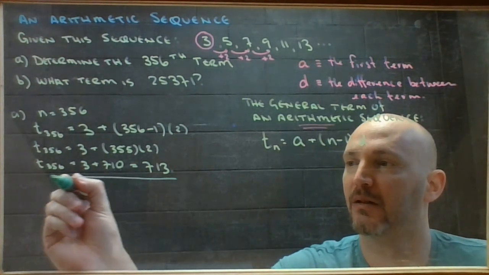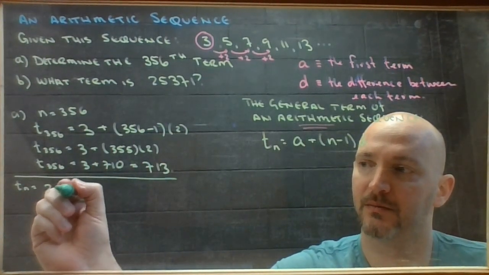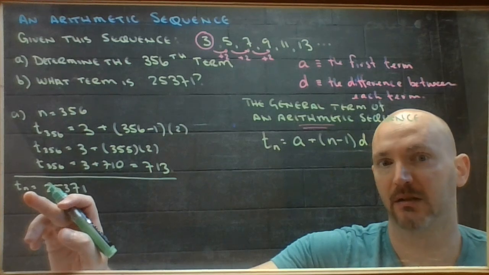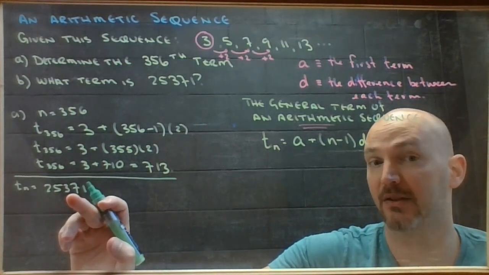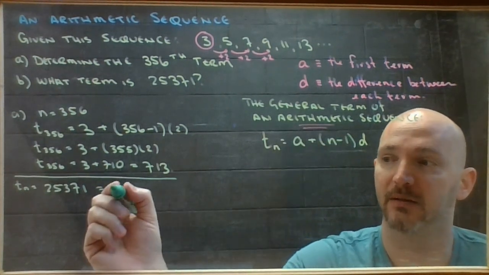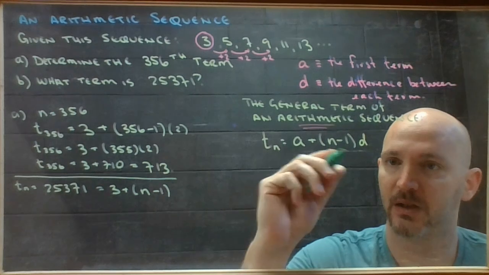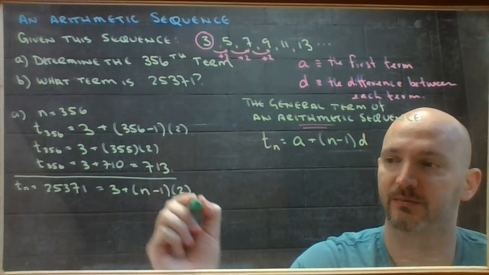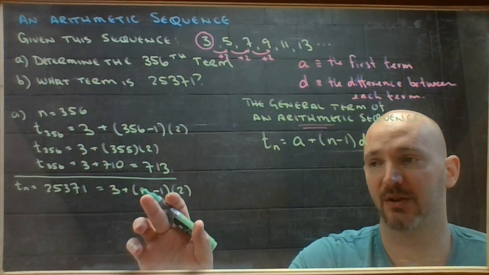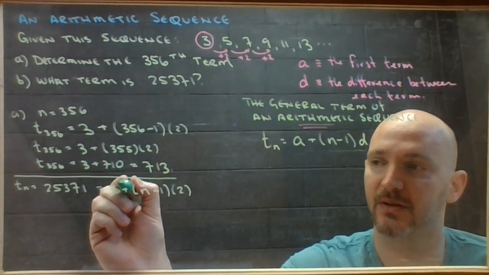Question B, what term is 25,371? Well, that's not an n value, that's the value of some term. So I have to leave this n in generic because I don't know what it is. I know this is a term in the sequence, I just don't know which one. So I go back to this formula here. I have my a value, which was 3, the n I don't know, the d value was 2. So from an algebra point of view, first thing I would do is subtract 1, then I'd multiply by 2, then I'd add 3. So I have to get rid of this add 3 first.